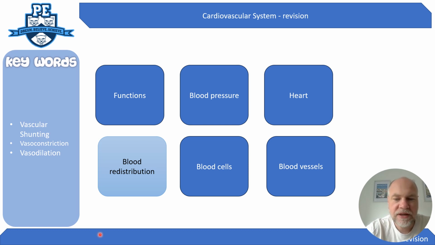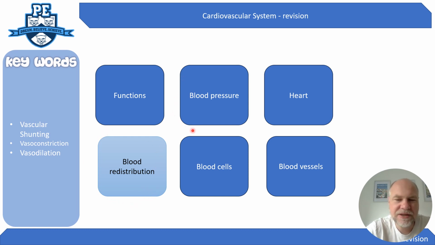Okay guys, today we are going to look at the revision of the cardiovascular system, specifically looking at the Edexcel paper for GCSE PE. So, when we're looking at the papers, the typical areas that get asked are on the screen here. So we have the functions of the cardiovascular system and blood redistribution. Now, these are probably the two main areas that you'll get asked questions on, particularly blood redistribution.